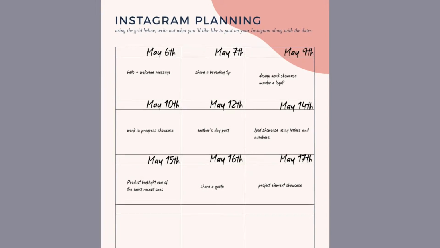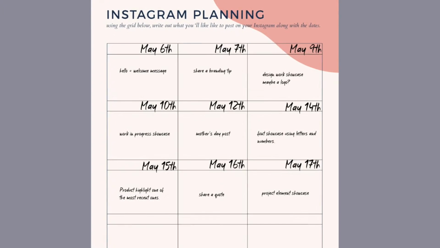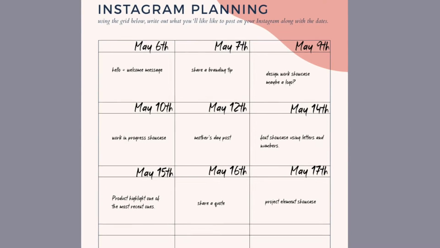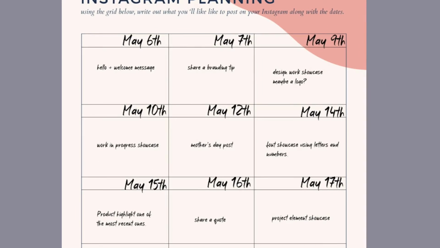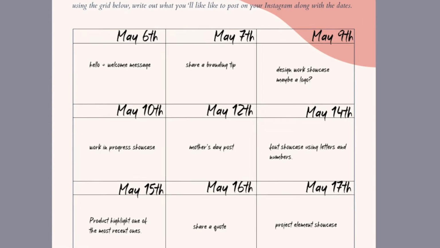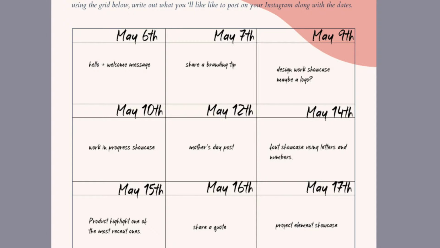Now that you have all of this, it's now time to write out the content you'd like to post throughout the time frame you selected, along with the days that you'd like them to be posted on. Once that has been completed, you can go ahead and get started on your design.